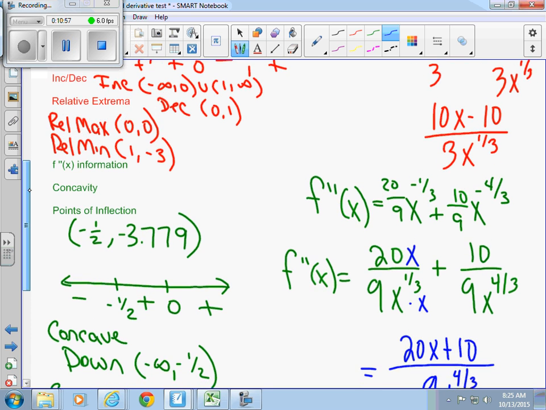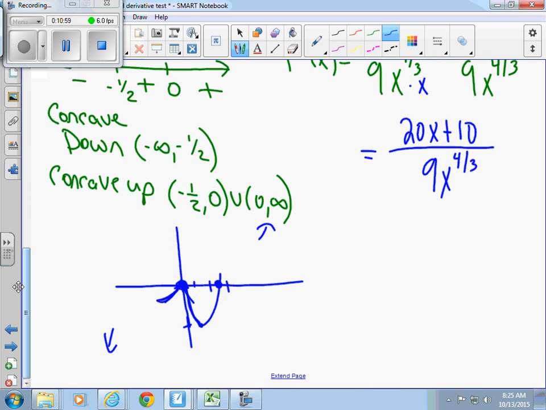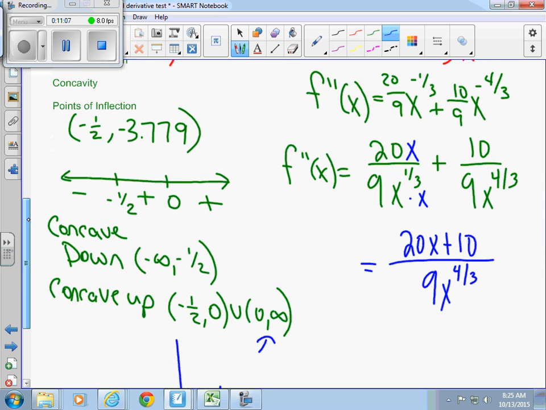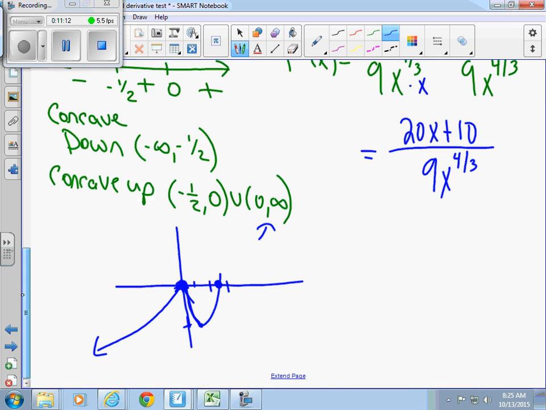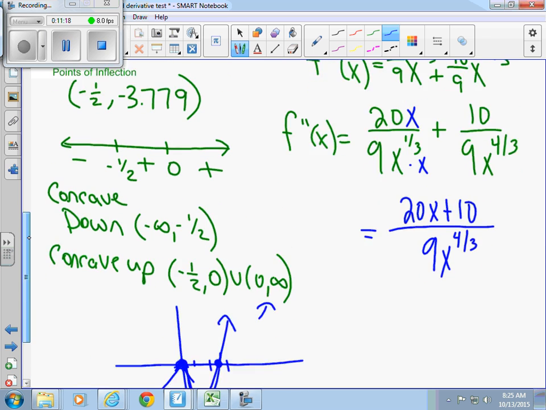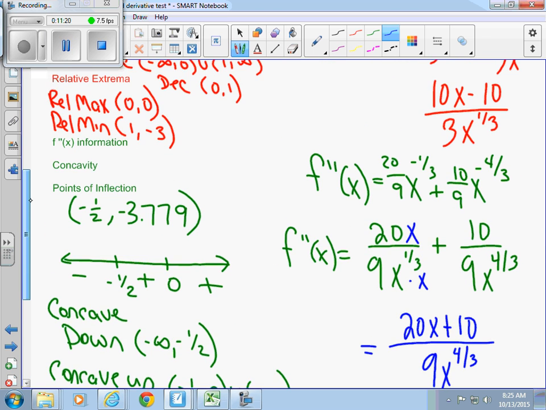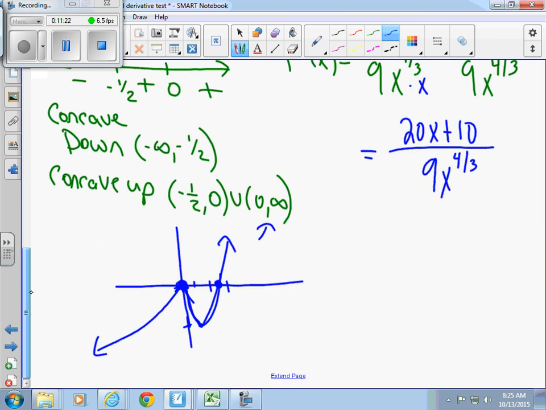Okay. I am increasing from negative infinity to 0. Up here, I'm increasing all the way to 0. I am increasing from 1 to infinity. And I'm decreasing from 0 to 1. Do I have the concavities right? I think it looks good there.